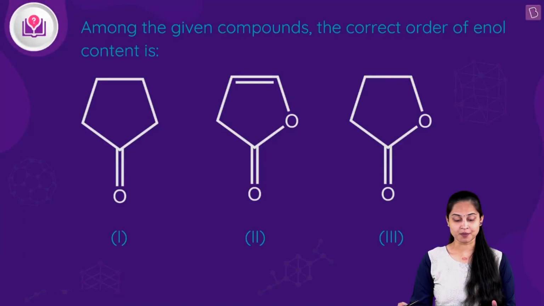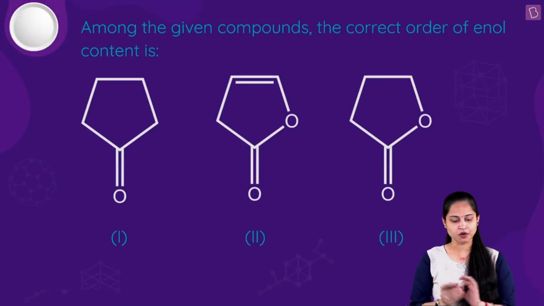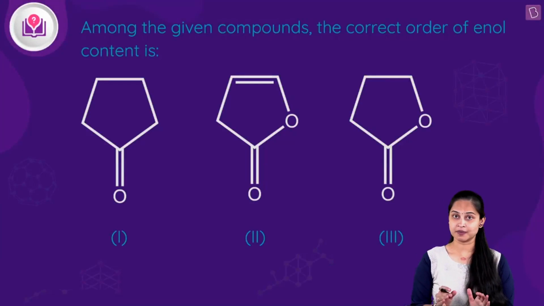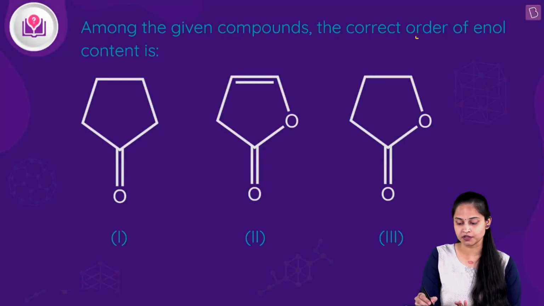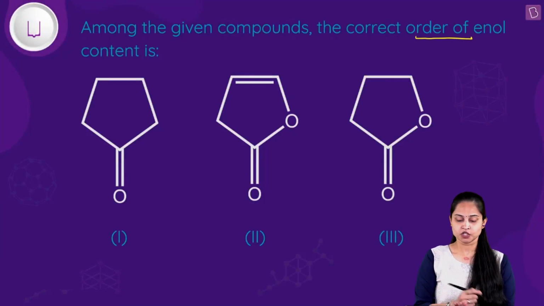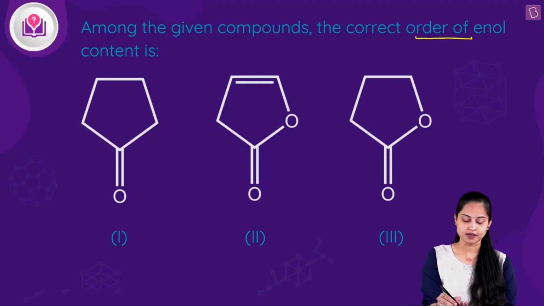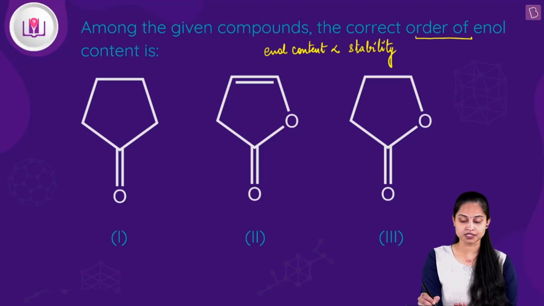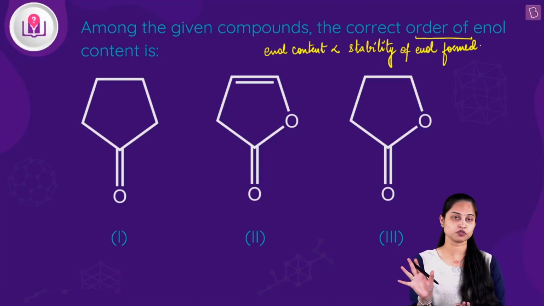Question over here is, among the given compounds, the correct order of enol content is. So basically, first only I'll just say that enol content is directly proportional to stability of enol formed. Okay, so this you need to remember. Initially, I've just told you.